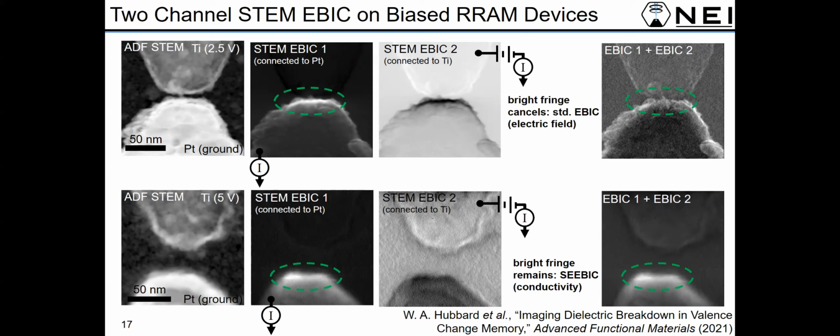What this tells us is that for the upper images, this bright fringe was caused by standard EBIC. In other words, you have two electrodes that are close, you're applying a bias that generates an electric field, you separate electron-hole pairs, and that produces your standard EBIC signal. However, in the lower sum image, that bright fringe remains, which tells us that it's not due to some electric field effect, and that it's actually due to CBIC, which indicates a local conductivity change. So this is just one instance where it's critical to understand what the different types of EBIC you're looking at are in order to really understand what physics is happening in your field of view.